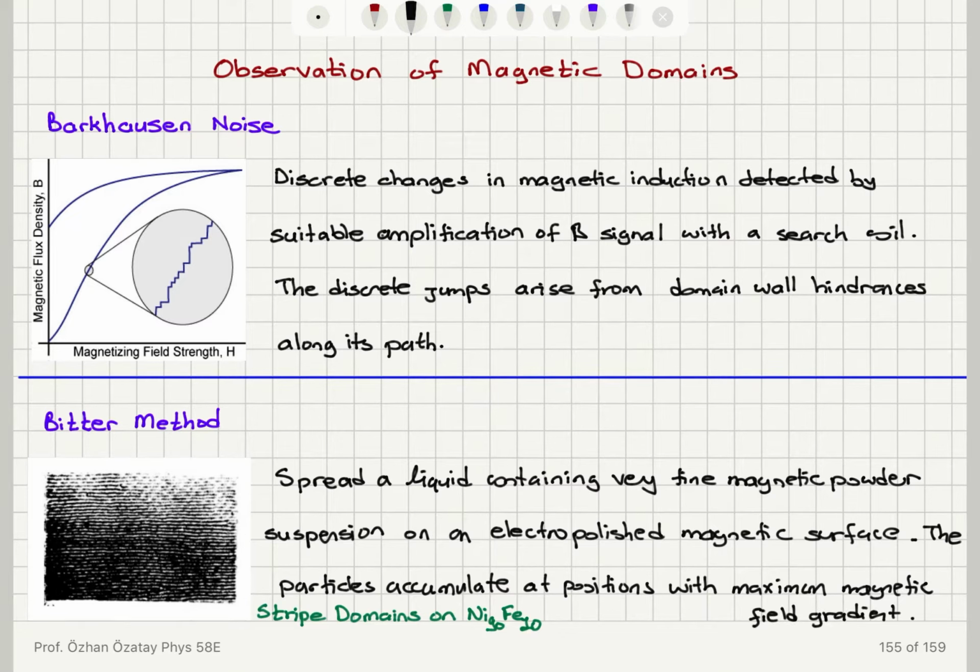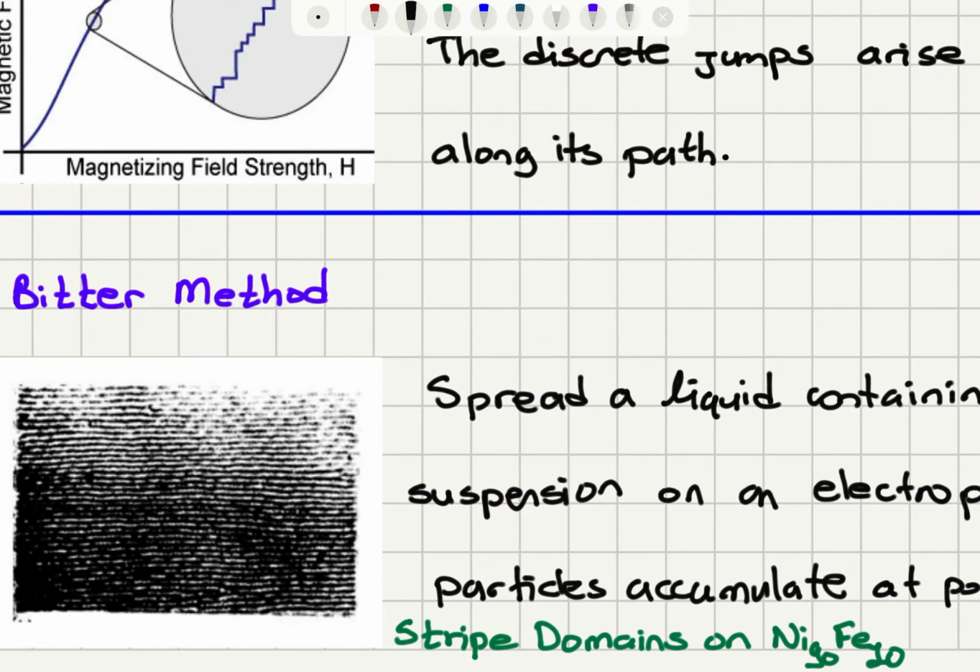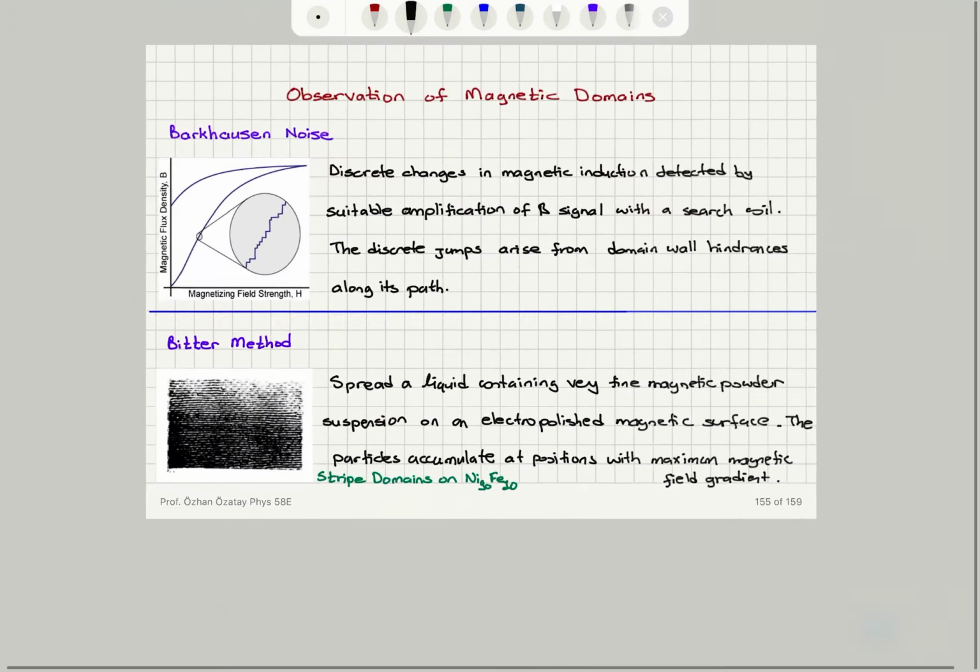And here you can see one example. This is striped domains on a permalloy, nickel iron alloy 90-10. You can see these striped domains forming nicely, and the magnetic particles are basically showing us the domain walls between these domains.